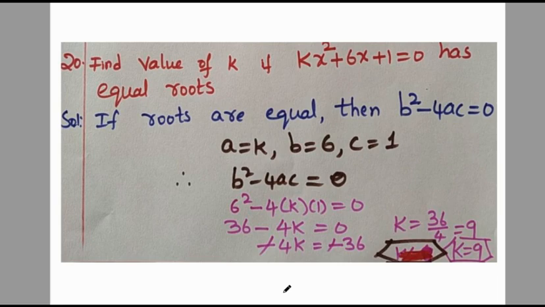Moving on to the next question, 20th question. Find the value of k if kx square plus 6x plus 1 is equal to 0 has equal roots. If roots are equal, then b square minus 4ac is equal to 0. This is one of the expected questions for the board exam, students. Replacing a, b, c in the discriminant formula, b square minus 4ac is equal to 0. 6 square minus 4k into 1 is equal to 0. 6 square value is 36 minus 4k is equal to 0. 4k is equal to 36. K is 36 by 4, which is nothing but 9.